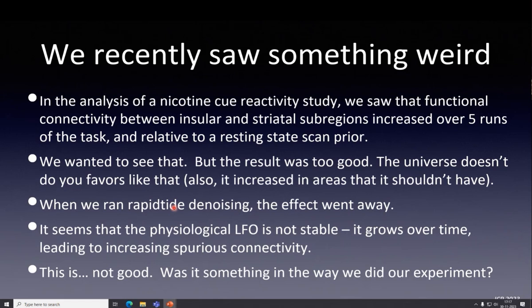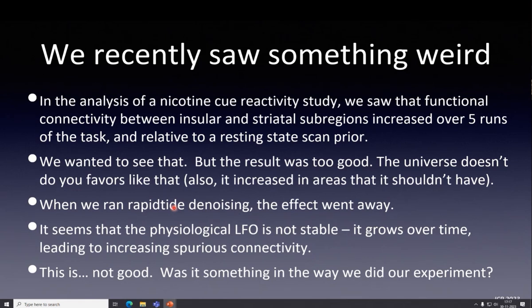So we actually saw that. We started with the resting state, and then we did the task five times. And we found that the connectivity between the regions of interest increased over the entire time course. I thought, great. And then we thought, wait a minute, nothing ever works the way we expect it to. It turns out the connectivity increased between areas that we knew were unrelated to the task. In fact, the connectivity increased all over the brain. Well, that's not good. So we ran rapidtide denoising on the data, and the effect went away, along with the result which we wanted. But that's neither here nor there.